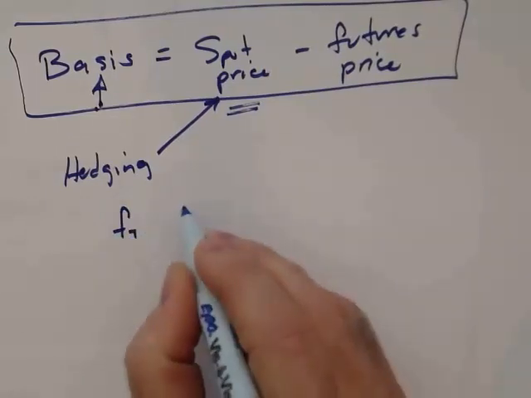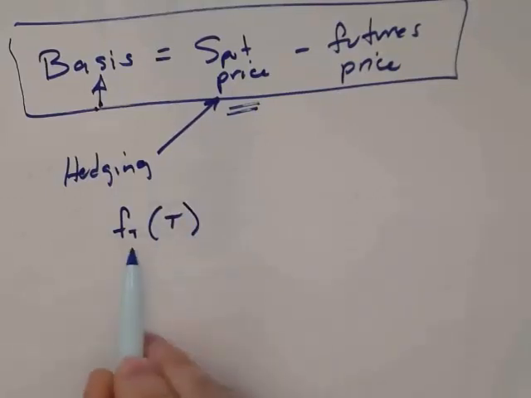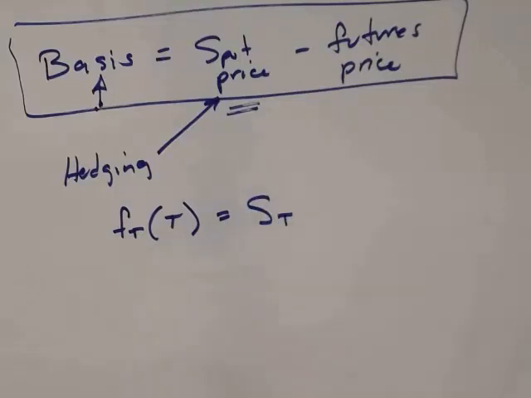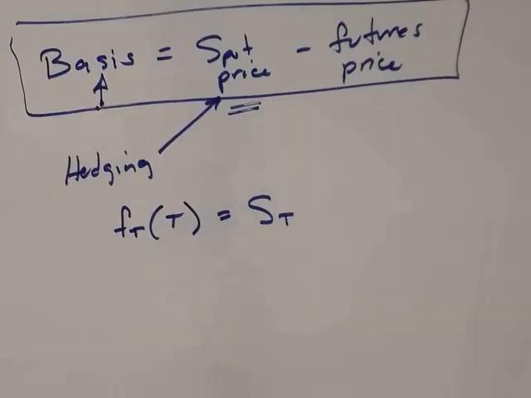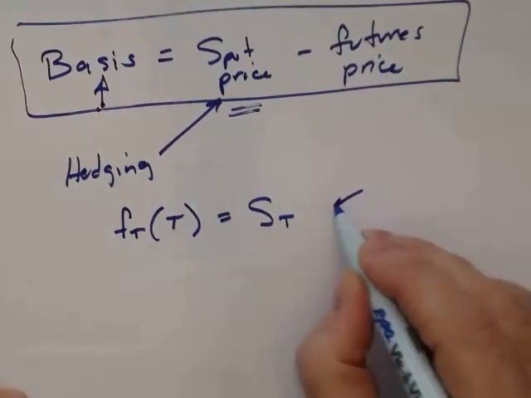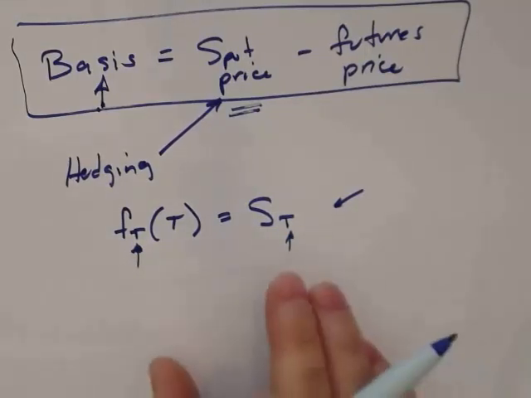Okay? And convergence says basically the futures price at expiration equals the spot price at expiration. When that holds, then you won't have basis risk. And this only holds when you hold a contract to expiration, because that's when we're at capital T, time period capital T. So keep this in mind, and I'm going to bring it up again.